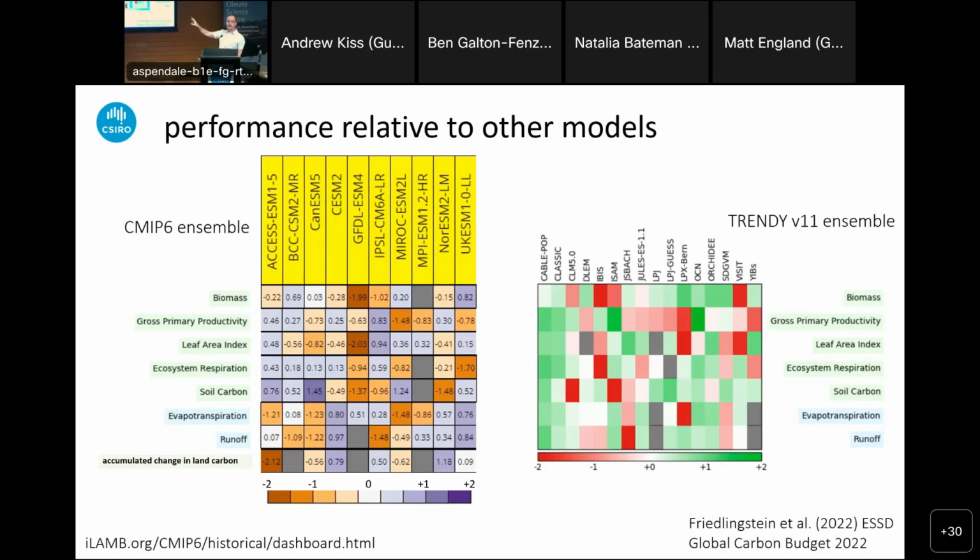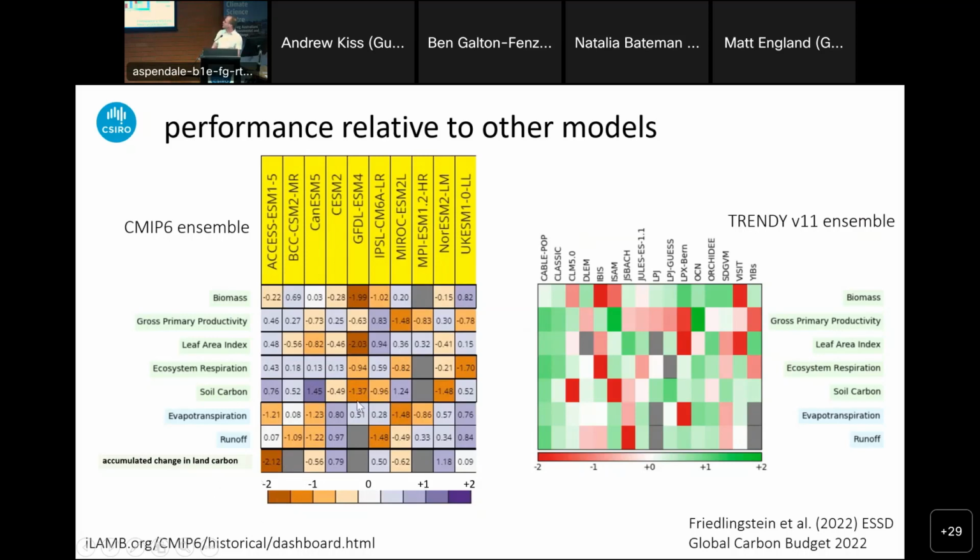Blue on that one is your model is doing better than other models. Not that your model is doing well against observations, but that it's doing better against other models. And we can see that for many of the carbon cycle variables, ACCESS-ESM is actually doing reasonably well compared to the other CMIP models. The big one that it's doing really badly on was that thing that we picked up earlier, which is the accumulation of carbon through time.